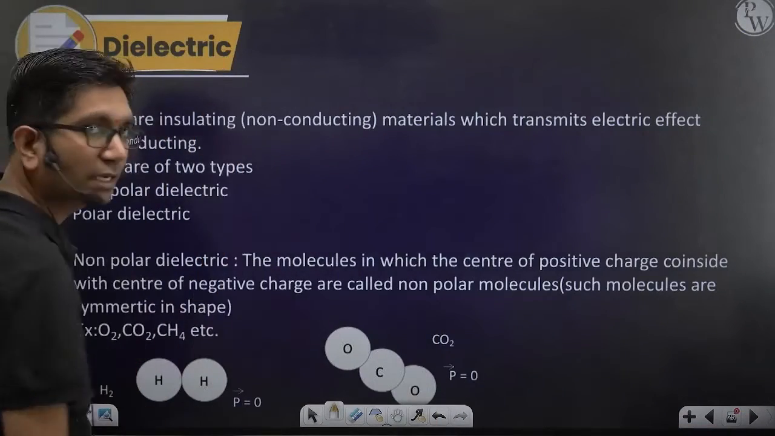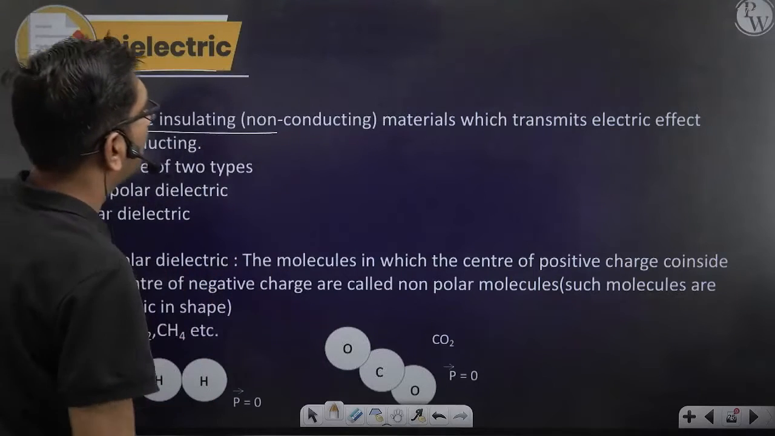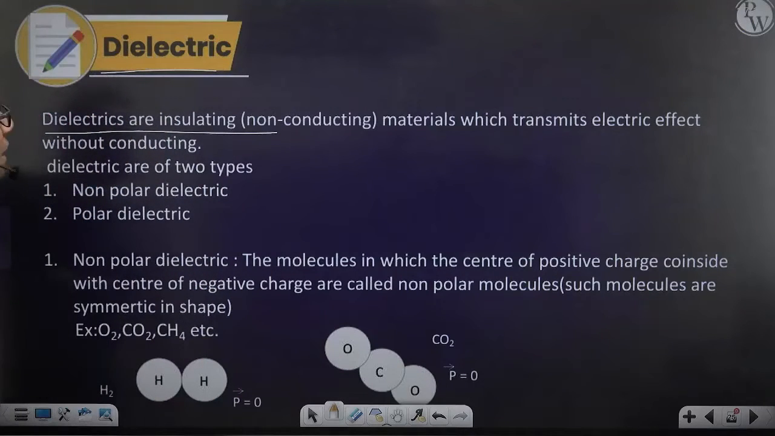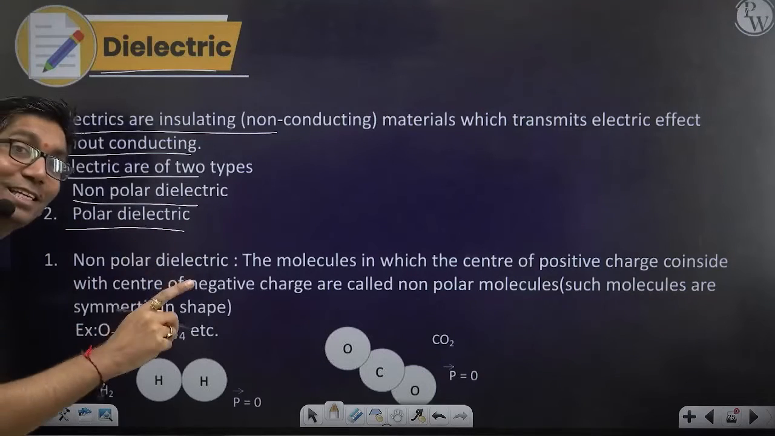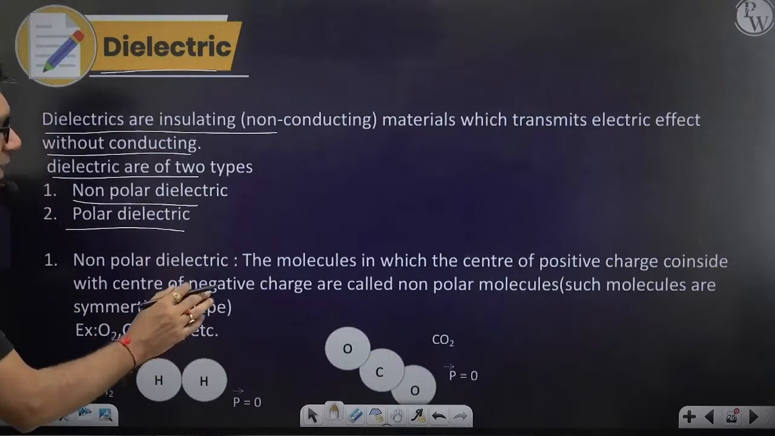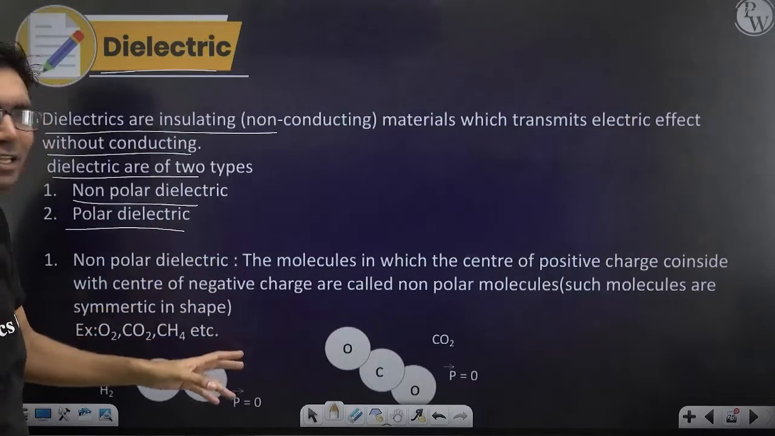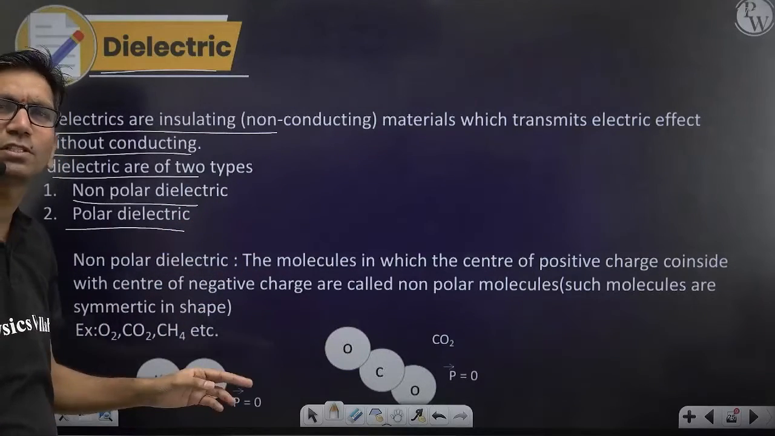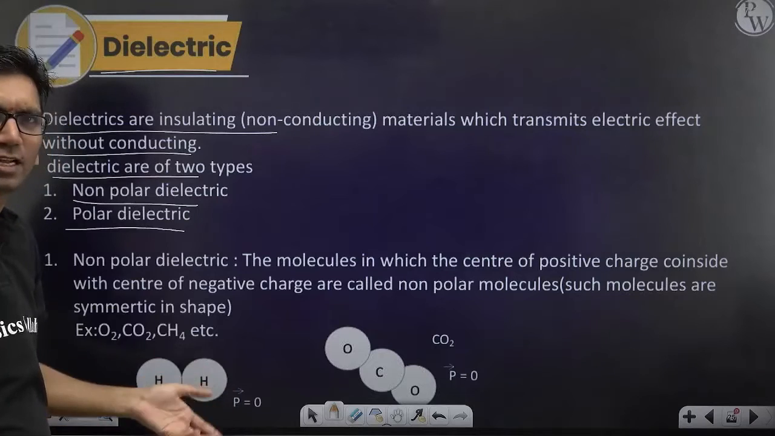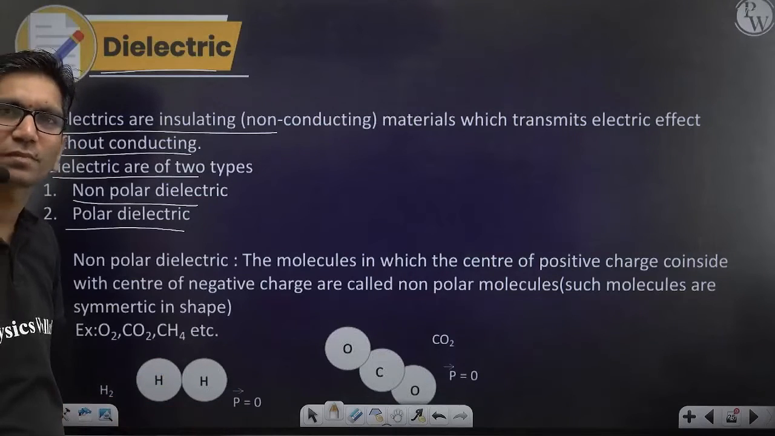So dielectric, what is dielectric? Dielectrics are insulating, non-conducting materials which transmit the electric effect without conducting, only transmit the electric field, correct? Dielectrics are of two types: non-polar and polar dielectrics. This is important for your board exam. Whatever points I have written here, just copy and paste them in your board. You won't get this in JEE and NEET also, 99%.